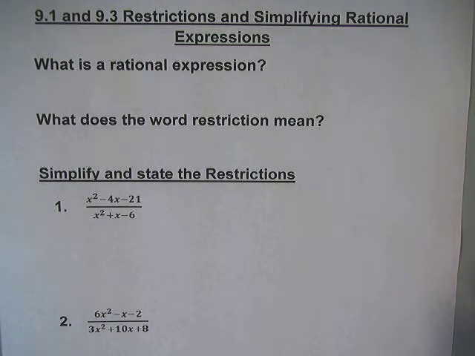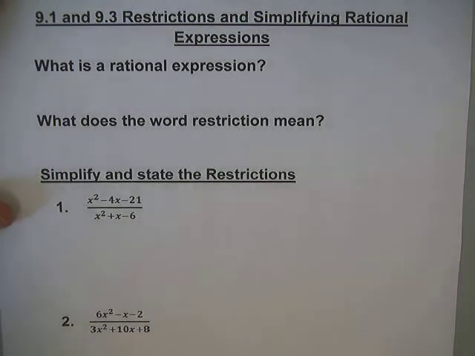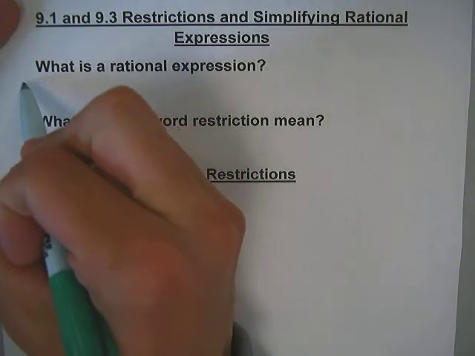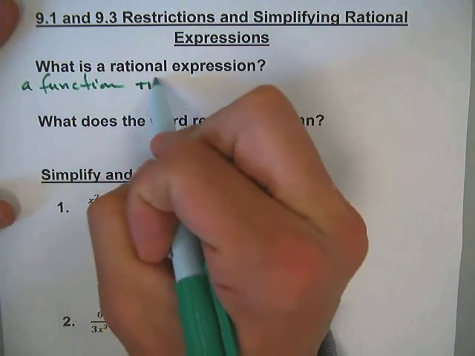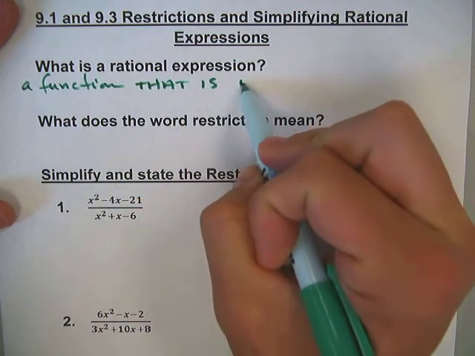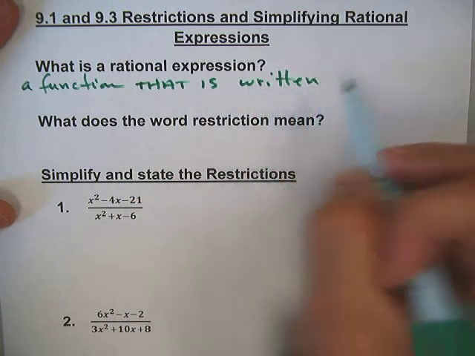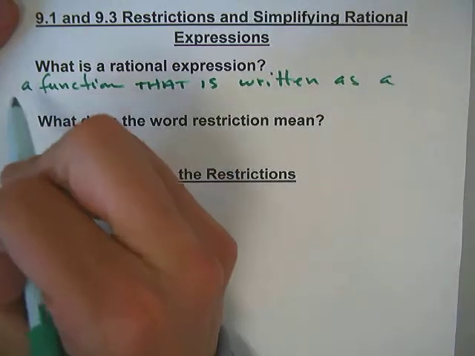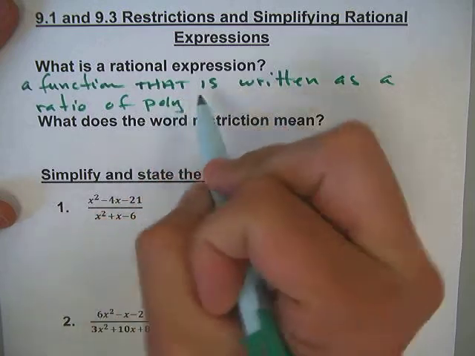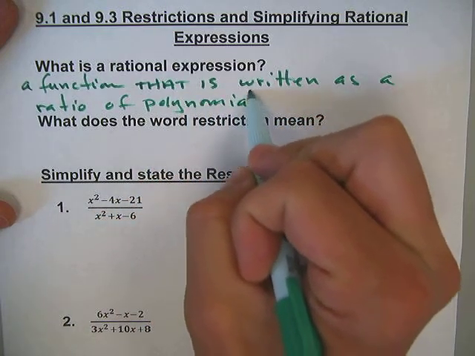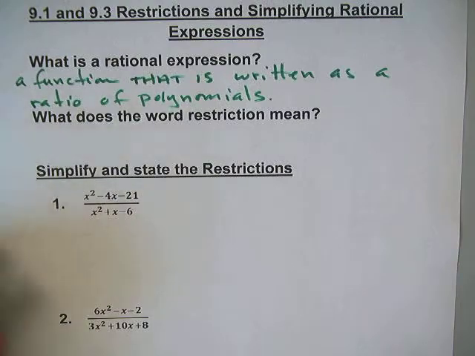Today we're going to talk about 9.1 and 9.3, at least part of 9.3, restrictions and simplifying rational expressions. One of the first things I want to talk about is what is a rational expression. Well, a rational expression is simply a function that is written as a ratio of polynomials. If you remember polynomials, binomials, monomials, trinomials, all that stuff.